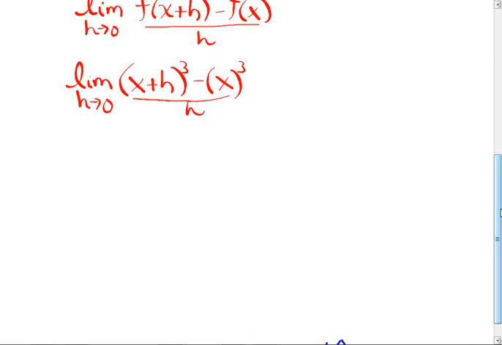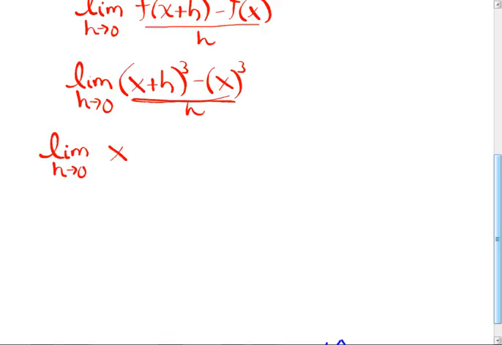Remember how to cube that? Pascal's triangle? And that math tells you what to do. I don't know what to do. I could substitute h in, but I'm going to get 0 over 0. So I don't know what to do with that unless I expand it out. That's the only thing I can think of to do.